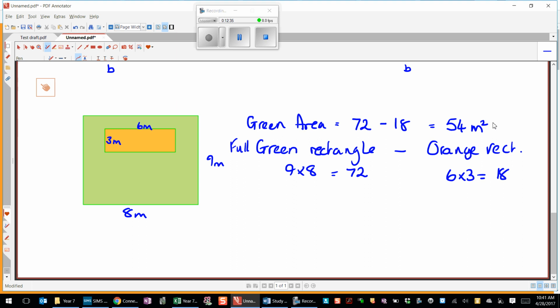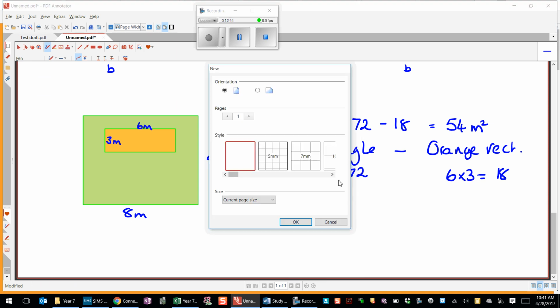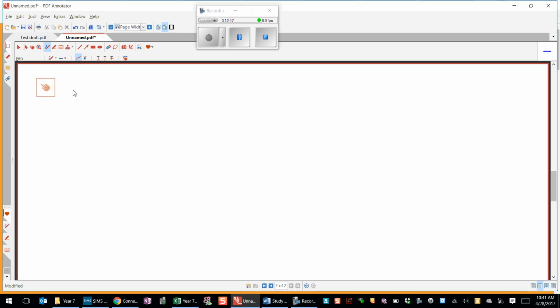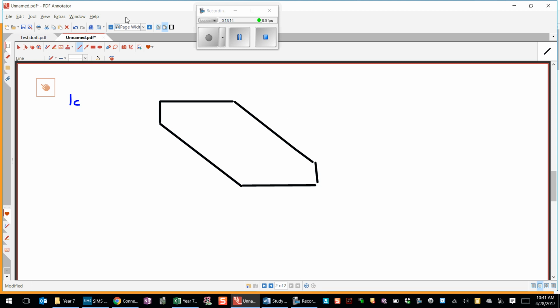Now, just so I do another one with you, I don't want to do too many of them with you because some of you definitely don't need it. Let's have a look at 1C. All right, and they have definitely given you a bit of a clue. So, we have this situation. Okay. And then we've got some dotted lines to finish it off.